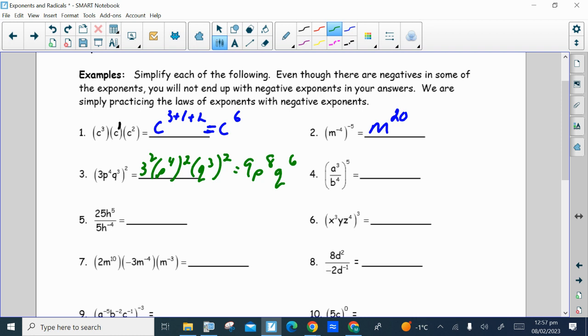Question 4. Each part inside the brackets raised to the power 5 outside. Once again, you'll have one exponent raised to another, so you multiply the exponents and keep the base the same. For both the top and bottom, multiply the exponents and keep the base the same.